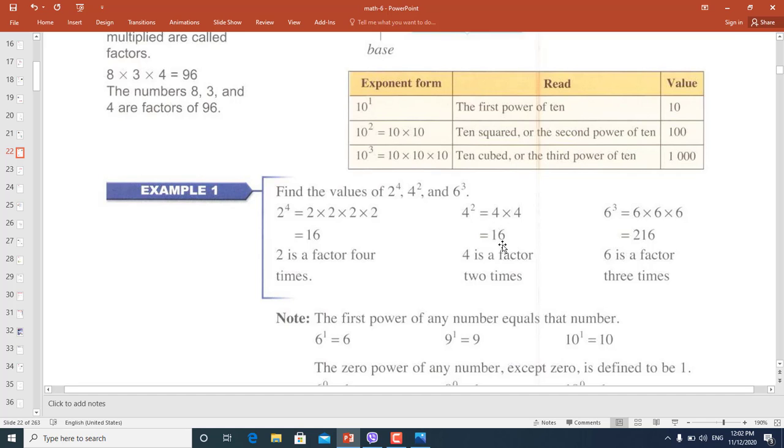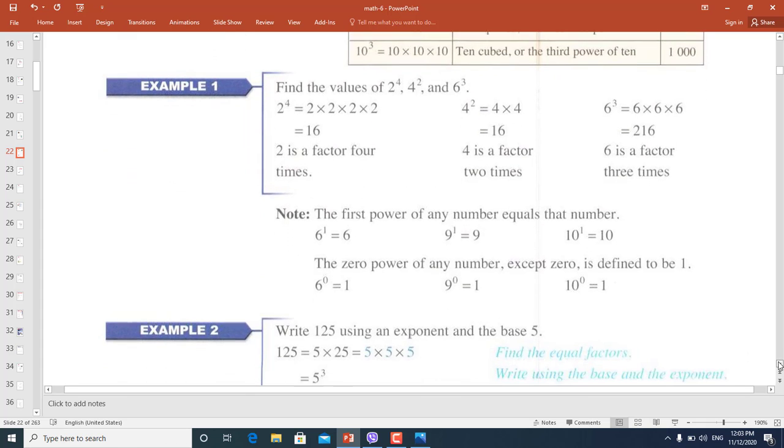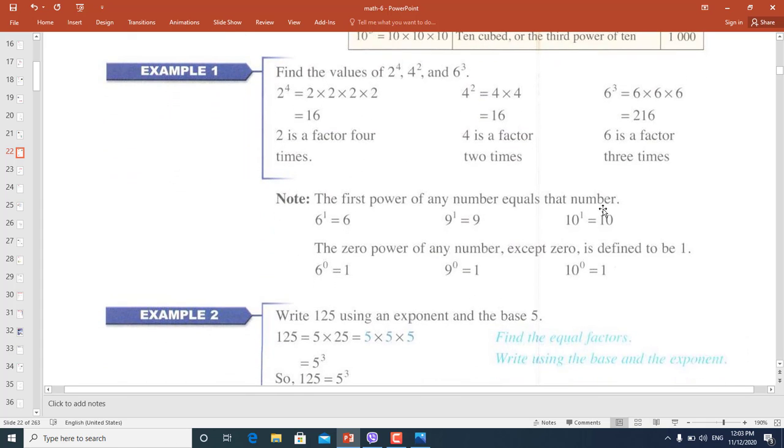And 4 power 2, or exponent 2, that means this 4 is repeated 2 times. 4 times 4, it is 16. Therefore, this 4 is the base, and the repeated numbers are the factors. And 6 exponent 3, or 6 power 3, that means this 6 is repeated 3 times. So 6 times 6 is 36, and 36 times 6 is 216.